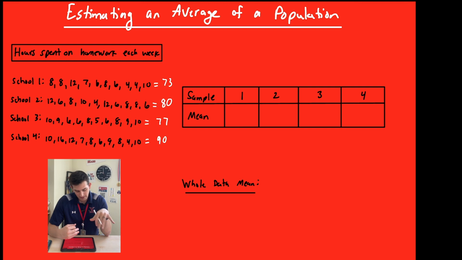So what they've given us here is the number of hours that they spend on homework each week. For example, for school 1, our 10 results were 8 hours, 12, 7, 6, 8, 6, 4, 4, and 10. I've listed those 10 for each of the 4 schools, and we see in white the sum of those numbers. In the table to the right, we're going to take the mean, which would be our average.